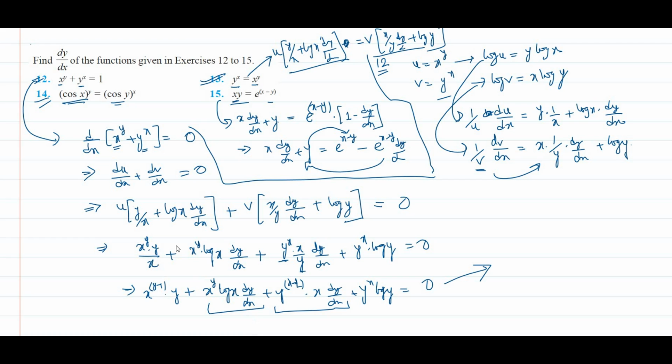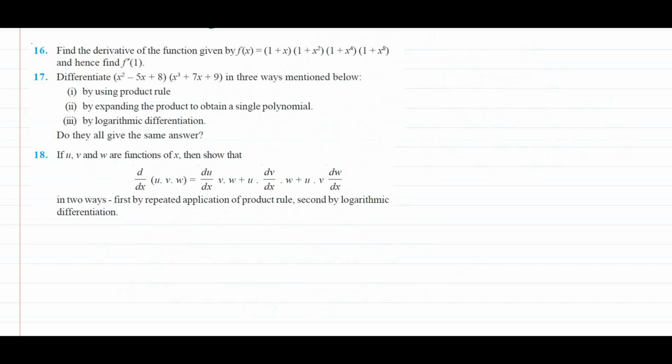Now coming to the last set of 2 questions. Coming to question number 16, in the same way we have this function which is a product of 4 functions, as we can see, and we need to find the derivative of it and hence find f dash 1. That means the derivative of it at x equal to 1. It's very simple. It's best to approach by the logarithmic concept. So you can assume y to be this function.